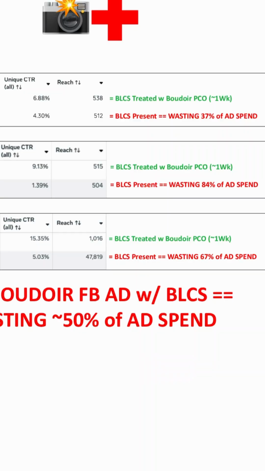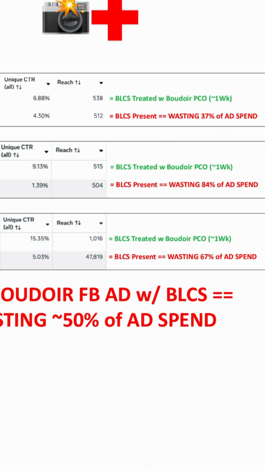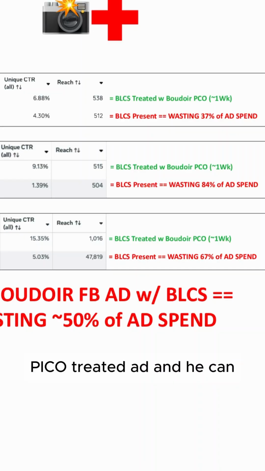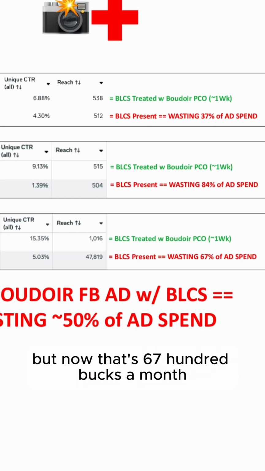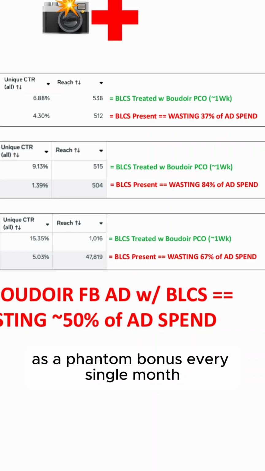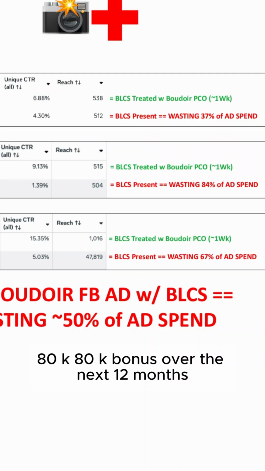And as a result, if he spent 10 grand a month on the original Boudoir Facebook ad, then now he only has to spend 3,300 bucks a month on the Boudoir Pico treated ad, and he gets to add into the same number of women's brains in both scenarios. But now that 6,700 bucks a month that was being wasted is being eliminated, back in his pocket. He doesn't have to spend it, a phantom bonus every single month. Basically like, what's that, 80K? 80K bonus over the next 12 months.